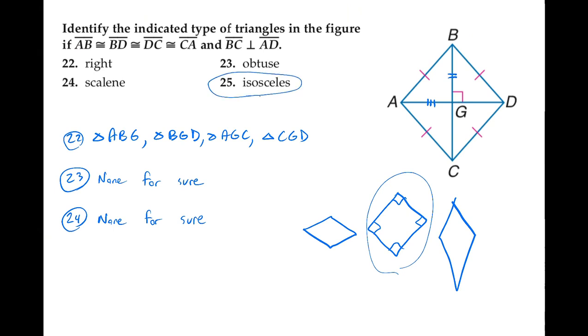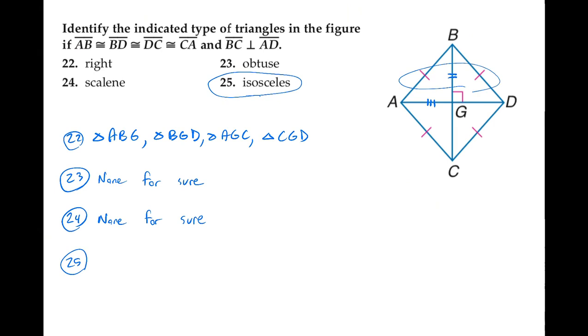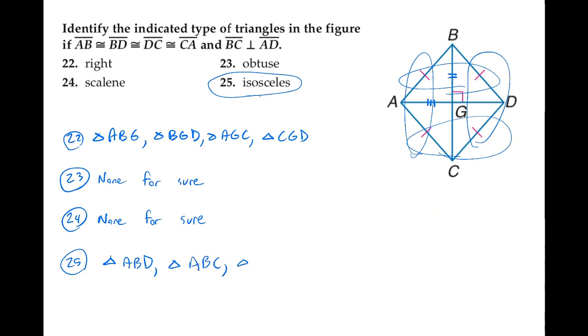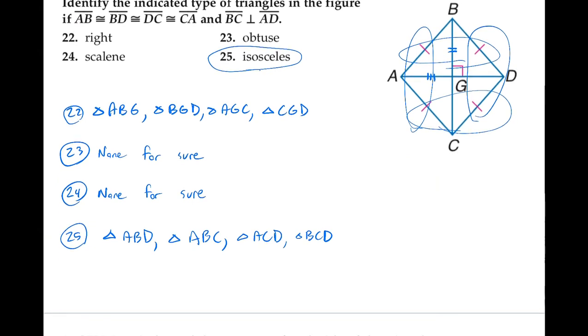However, we do know lots of isosceles triangles. So for 25, we do have a lot, right? What sides match here? Well, we have this pair, this pair, this pair, and this pair. So we have 4 isosceles triangles. So the big triangles are ABD. We have triangle ABC. We have triangle ACD. And then we have triangle BCD. Okay, cool problem. Although 23 and 24, there's no way to identify those in the picture, so that's interesting.